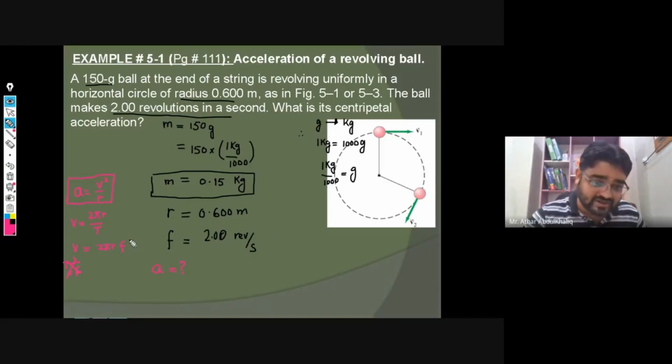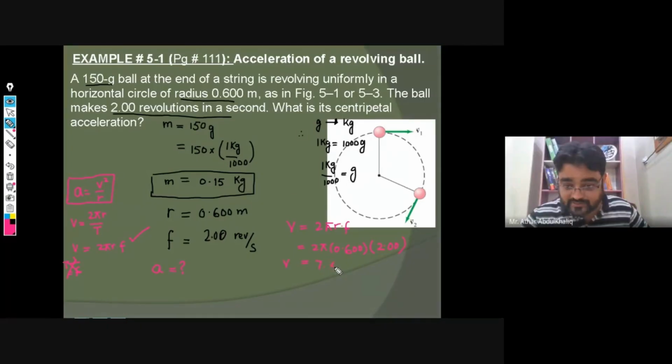If you want to use the other one, convert F into T, 1 over 2. But I don't want this. I will directly use this formula to find V. The first thing I'm going to find is V. For finding V, I am using 2 pi times R times F. 2 pi times 0.600 times F, which is equal to 2.00. So this is 7.5398 meter per second. I am not going to round it off. Why? Because I need this V in A.